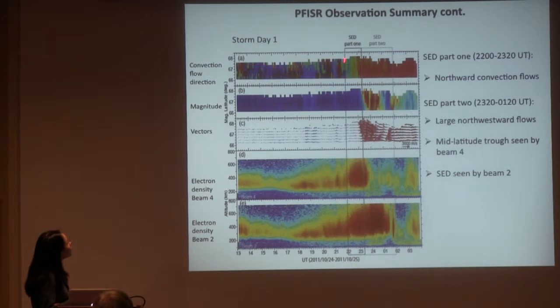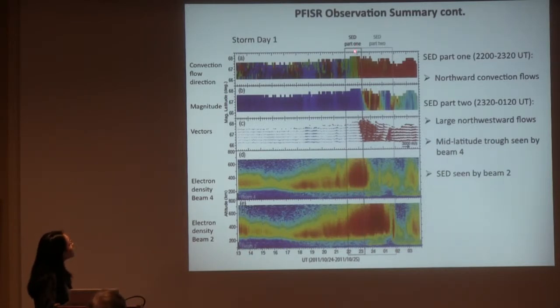And then what I call SED part one here is right after the southward turning. And we start to see weak northward convection flows. Green means northward. And the magnitude are a few hundred meters per second. You cannot see very clearly here. The F-region plasmas are significantly enhanced during this period.